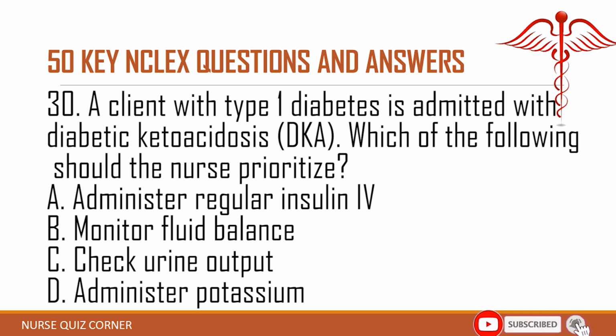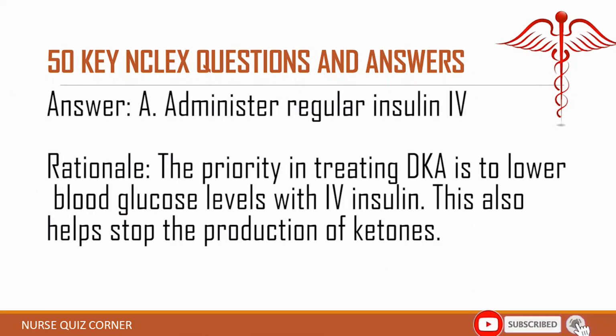30. A client with type 1 diabetes is admitted with diabetic ketoacidosis, DKA. Which of the following should the nurse prioritize? A. Administer regular insulin. B. Monitor fluid balance. C. Check urine output. D. Administer potassium. Answer A. Administer regular insulin. Rationale. The priority in treating DKA is to lower blood glucose levels with insulin. This also helps stop the production of ketones.